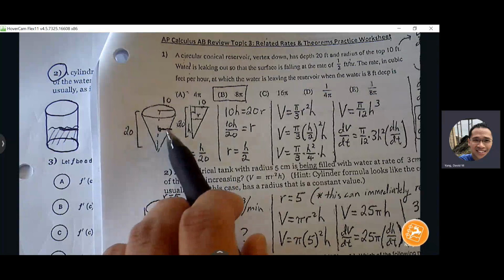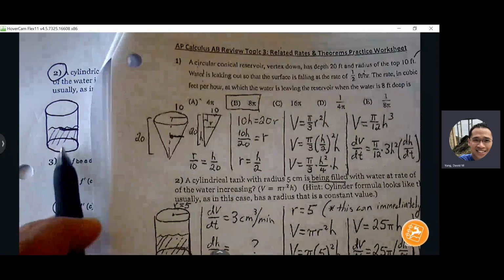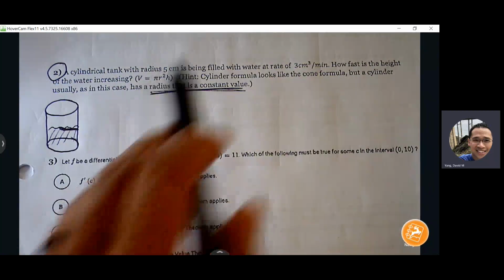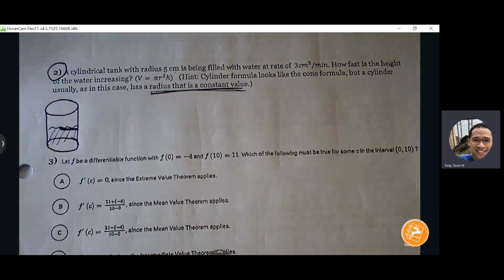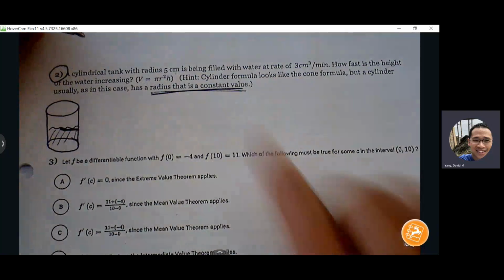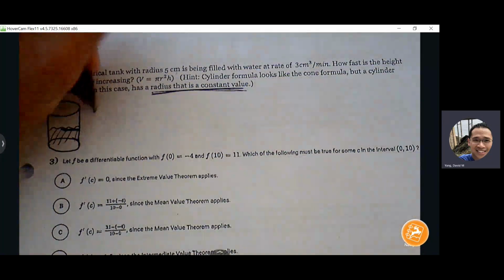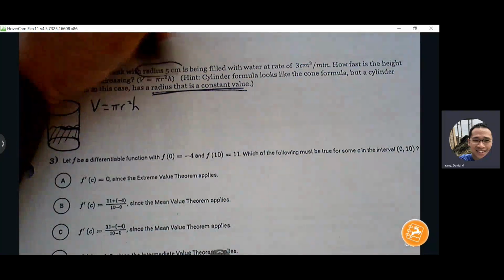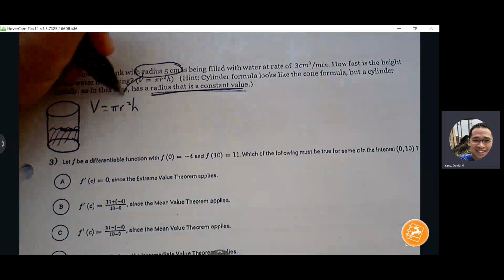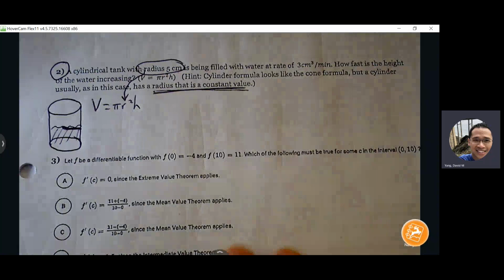So that's why we have to hold on to our r variable for the cone. We couldn't replace it with a number because it's constantly changing. But here, if your radius starts at 5 centimeters, it doesn't matter where the water level is, it's going to stay 5 centimeters the entire way through. So if your radius is a constant value, there's no need for similar triangles, and it makes the problem a lot faster, a lot easier. V equals pi r squared h. Your radius is 5 centimeters. You can just go ahead and get rid of that variable, and then instantly you have a much easier equation to work with.